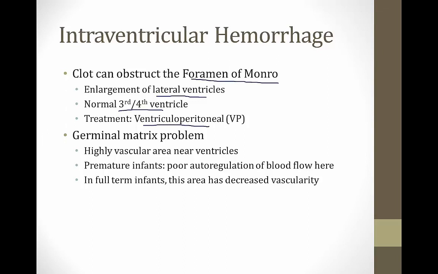The reason babies get this is there's a problem with something called the germinal matrix. This is a highly vascular area that surrounds the ventricles, and premature babies can't autoregulate this area very well, so the blood vessels get large and they can rupture and bleed into the ventricle. In full-term infants, this area has decreased vascularity, so this usually doesn't happen, and that's why it's a premature baby problem. And that concludes our module on intracranial bleeding.